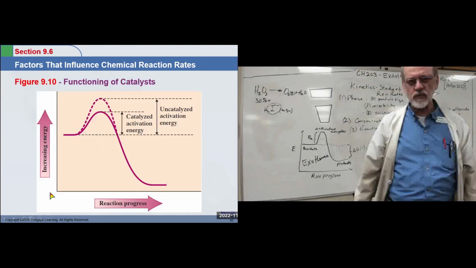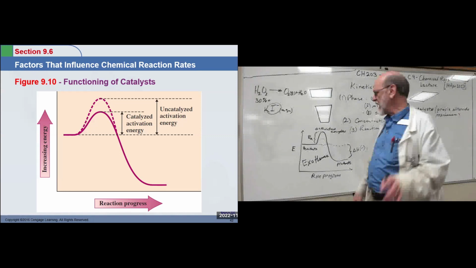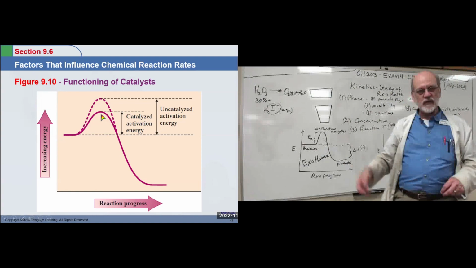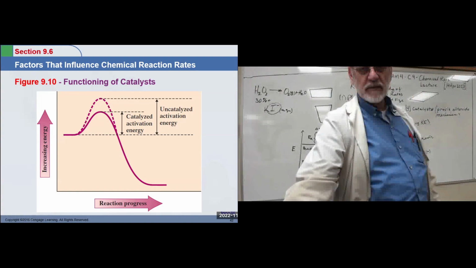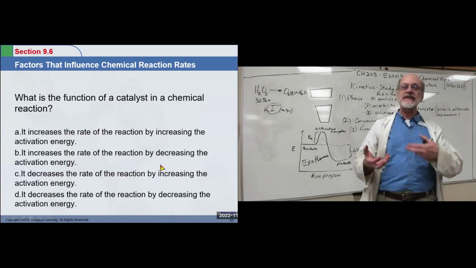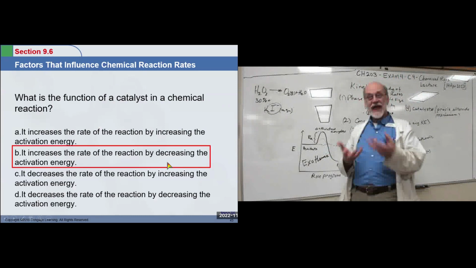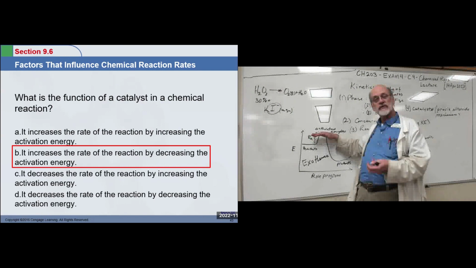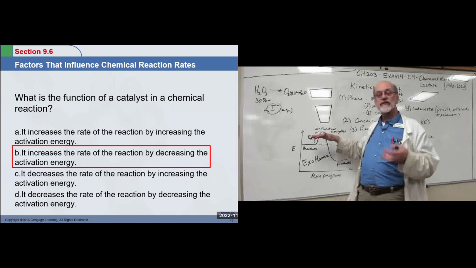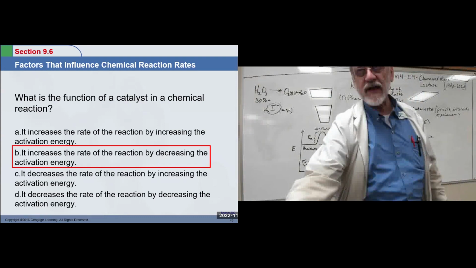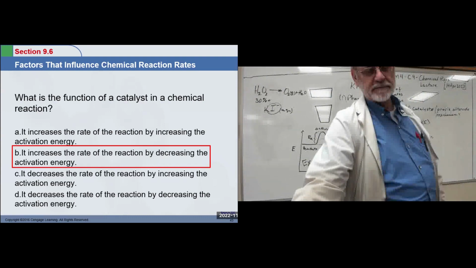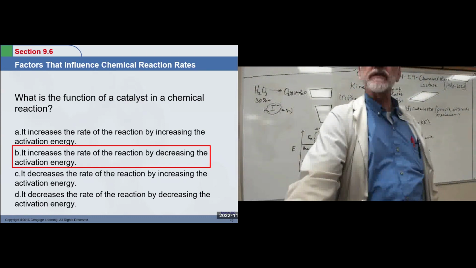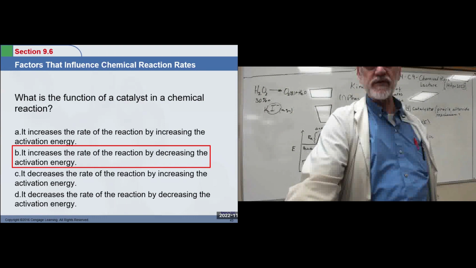Okay, so that's what you see with a catalyzed reaction: the activation energy is lowered, and that speeds up the reaction, because there are more molecules with sufficient energy to react. If you lower the threshold, then at that same temperature more molecules will have sufficient energy to react, and you'll get a faster reaction. What's the function of a catalyst in a chemical reaction? Increase the rate by decreasing the activation energy. Pure and simple.